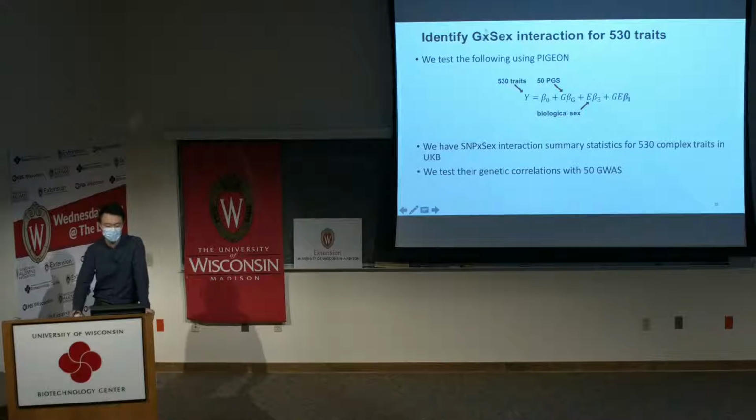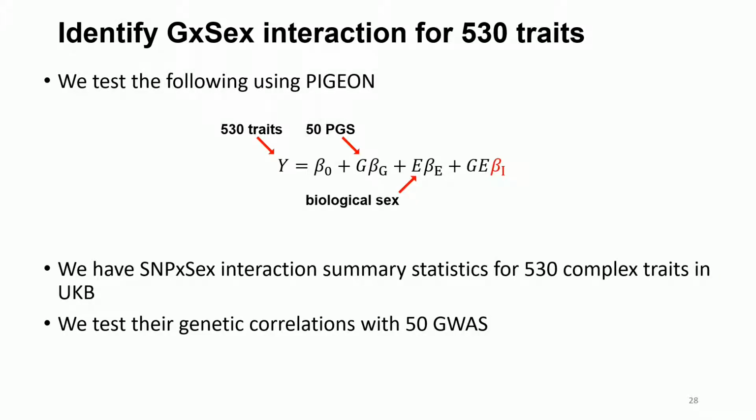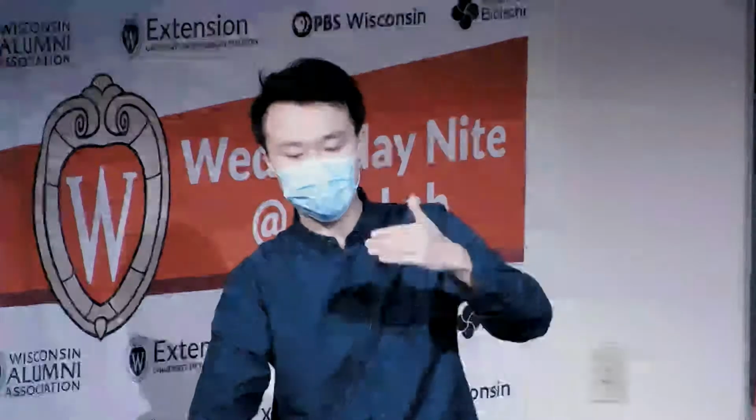Basically, we are doing this for SNP by sex interaction for 530 traits in UK Biobank using a sample size of 500,000. The idea is that your phenotype outcome can be 500 traits, can be everything. And we're trying to test 50 polygenic risk scores for interaction with biological sex. Suppose there is a sex-specific genetic architecture for some trait Y, what could explain these sex differences in the genetic basis of that phenotype Y? So we're interested in testing whether PGS and E have an interaction, beta I here. But we are doing this using our approach.